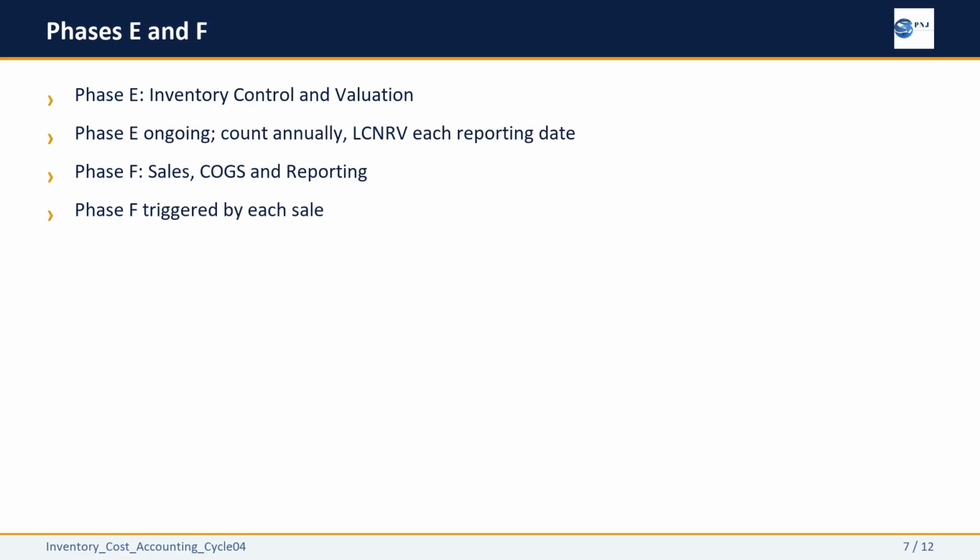Phase E is inventory control and valuation. This one runs continuously. You count inventory at least once a year, and at every reporting date you test value using lower of cost or net realizable value, or LCNRV. It's where the balance sheet number gets verified and, if needed, written down. Phase F is sales, cost of goods sold, and reporting. It's triggered by each sale, releasing inventory, recording cost of goods sold to match the revenue period, and rolling up into gross margin and the financial statement note. Together, these last 2 phases close the loop, turning everything you accumulated back into a reported result.